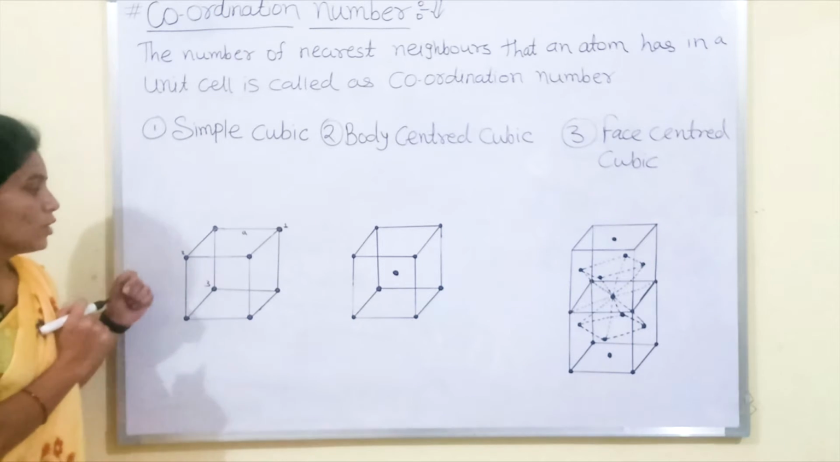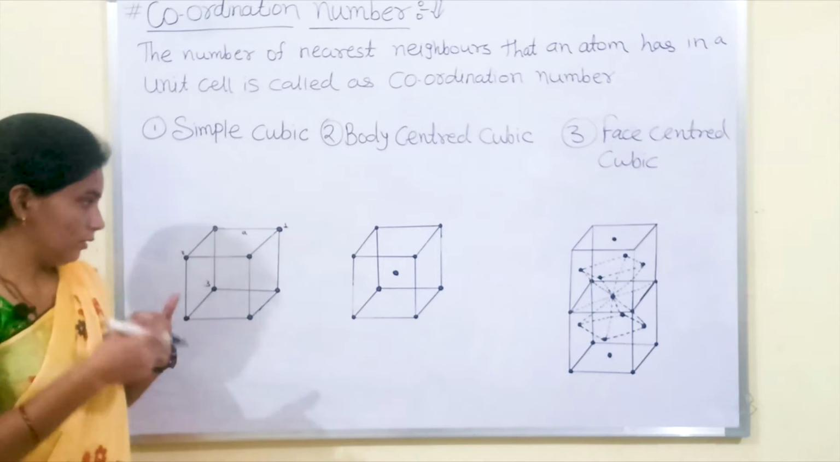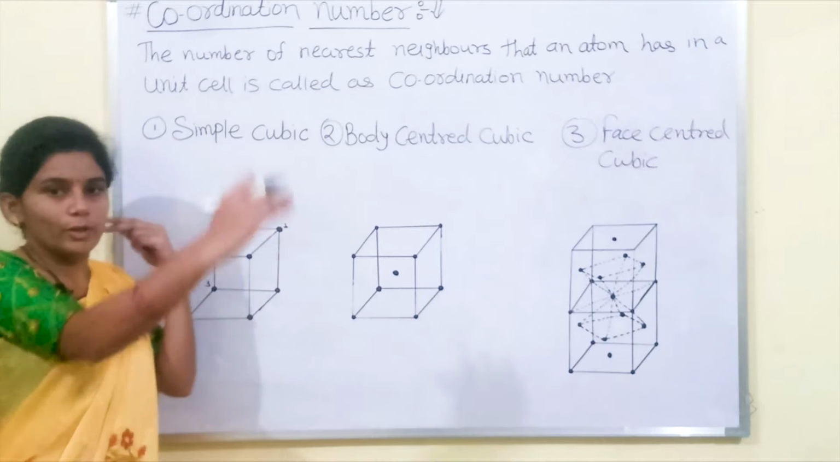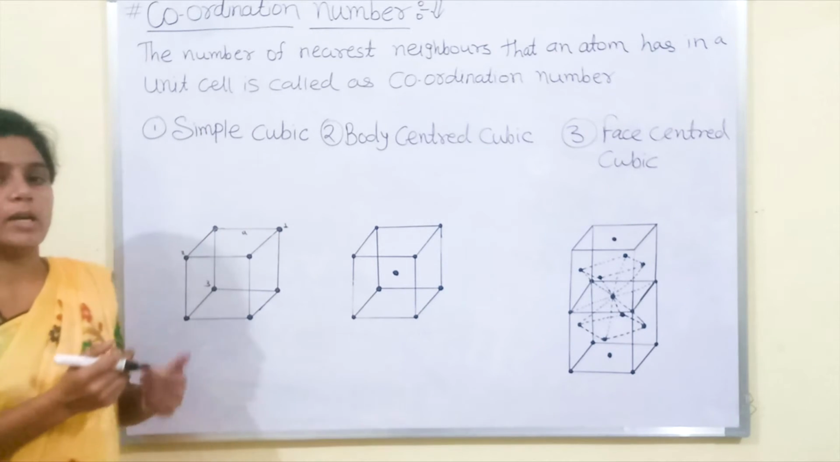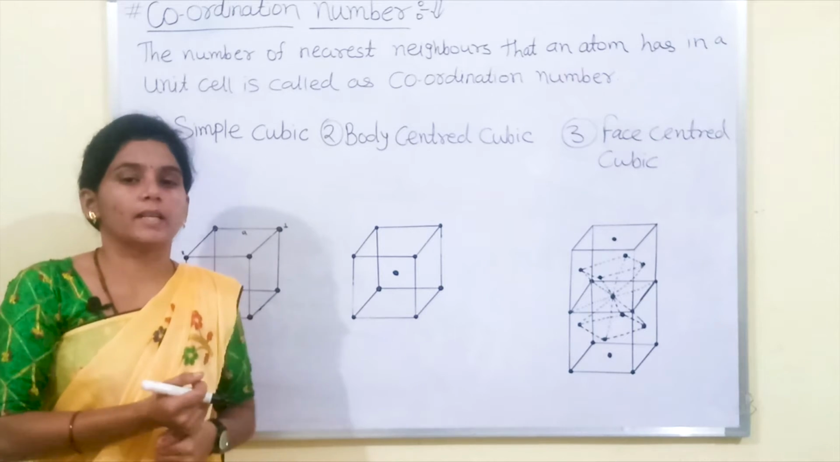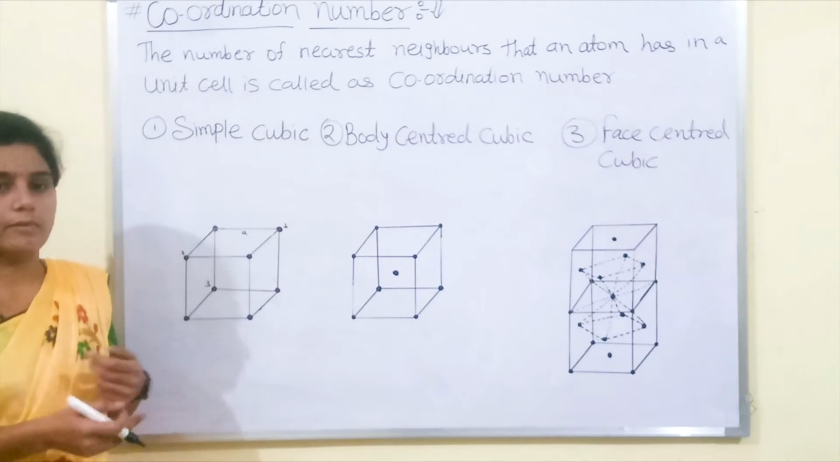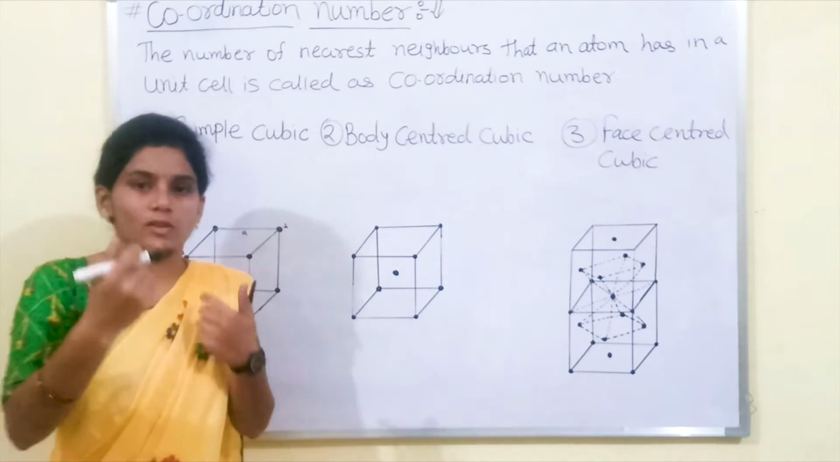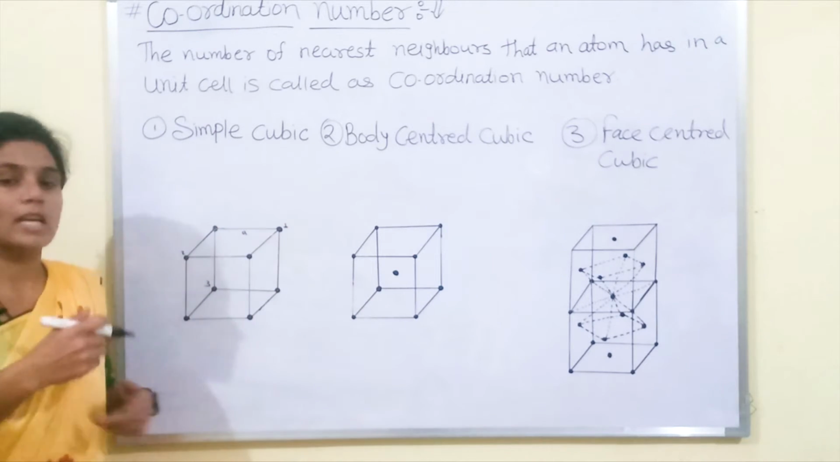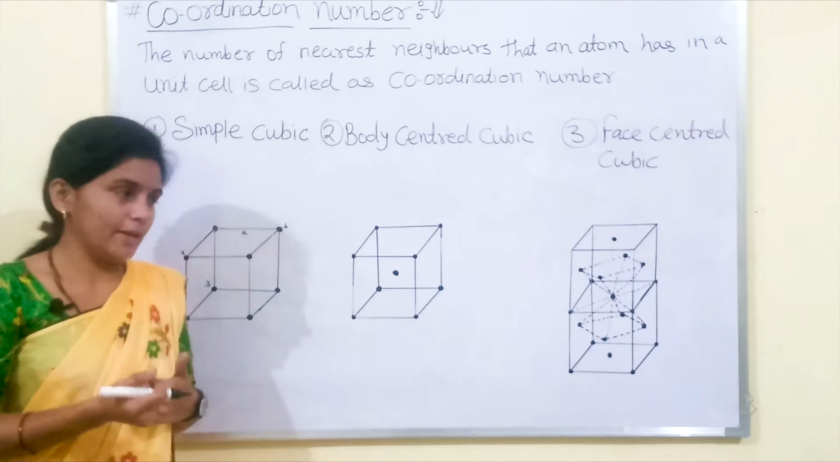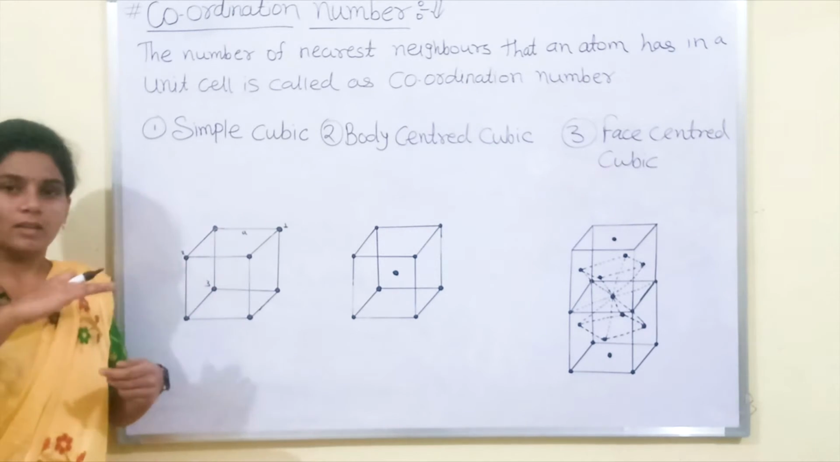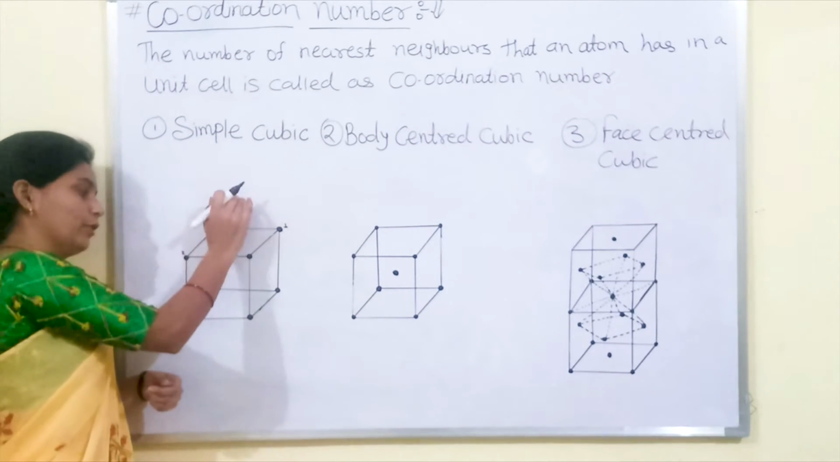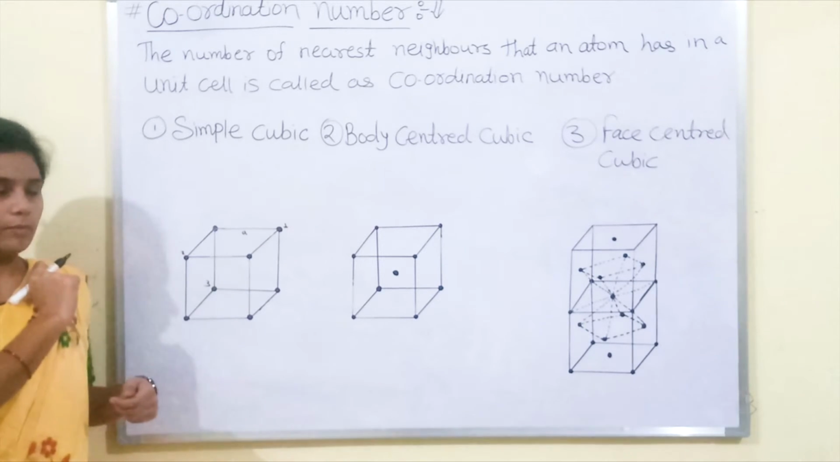We all know that there are a number of unit cells. So what is meant by unit cell? A unit cell is the smallest unit which can repeat to form a lattice. So there are other unit cells at the back, at the top of that unit cell, and at the side of the unit cell.